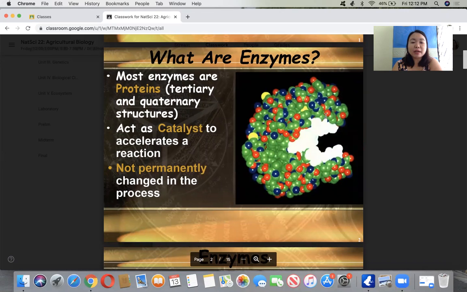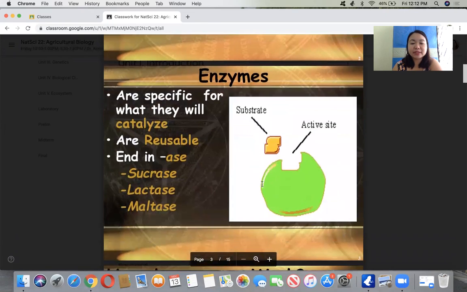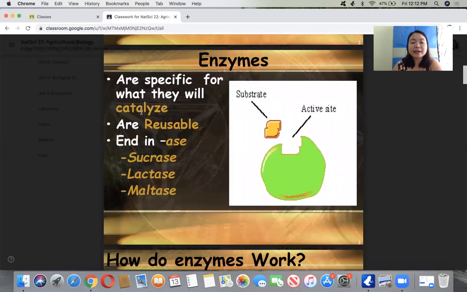Most enzymes are proteins, so tertiary and quaternary structures. They act as catalysts to accelerate a reaction. So it will definitely change the substances and not be permanently changed in the process. So it can always change from one form to another because of the enzyme. So this is the specific figure on how the enzyme will act to catalyze.